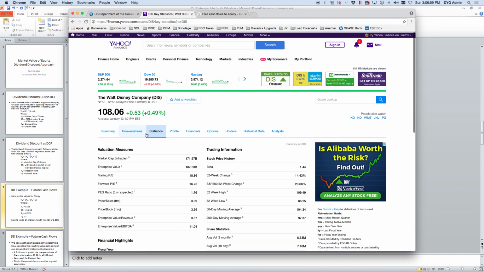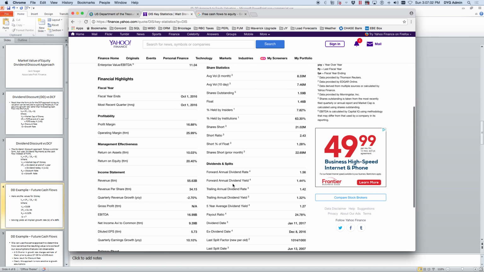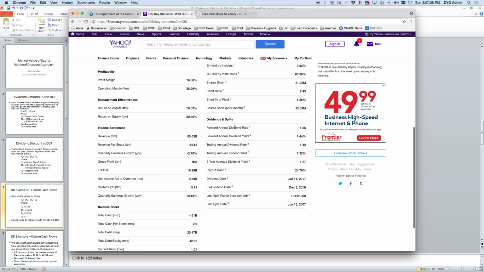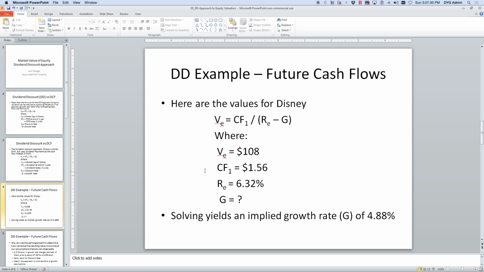Going to Yahoo, looking under statistics, there's usually information on dividends, and usually they report two kinds of dividends. There's the forward dividend and the trailing dividend. Trailing is what happened in the past. Forward is what you expect to happen over the next year. We want the rate, not the yield, so we would use the $1.56, because remember we want the cash flows a year from now, not the cash flows now. We're using the same cap rate, or discount rate, as before, 6.32%, and we're going to go through the same process of solving for the implied growth rate of the dividend.